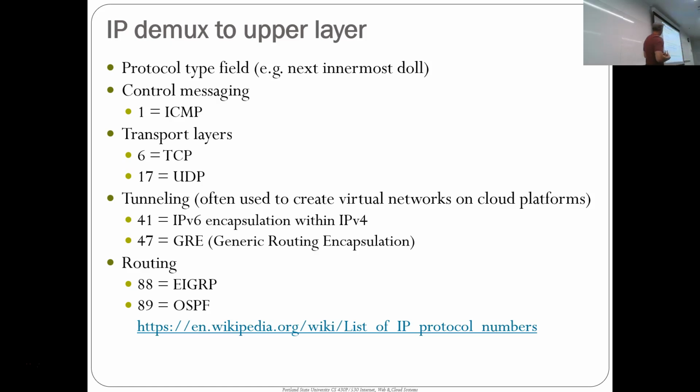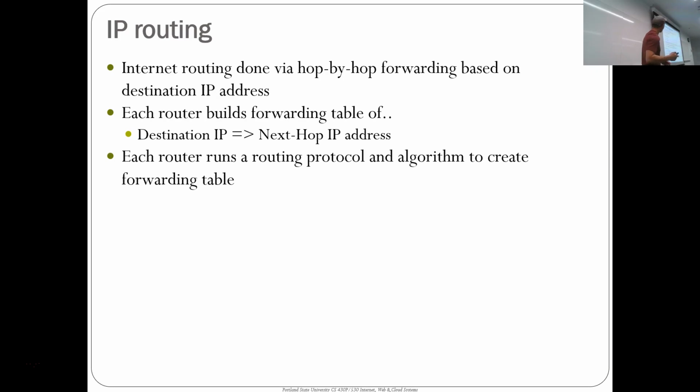The last set of protocol types are routing protocols. So you need to be able to pass routing information over the internet, and that's what the 88 and 89 are. These are interior gateway protocols. Okay. The big thing that IP needs to support is routing. On the internet, routing is done on a hop-by-hop basis. Every router on the internet will create its own forwarding table, and the forwarding table is just going to calculate what is the next interface to go on for a particular packet. So given a destination IP address, what's the next hop IP address is what the forwarding table is.